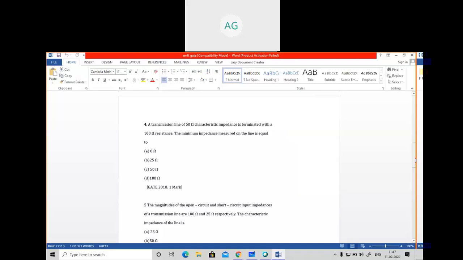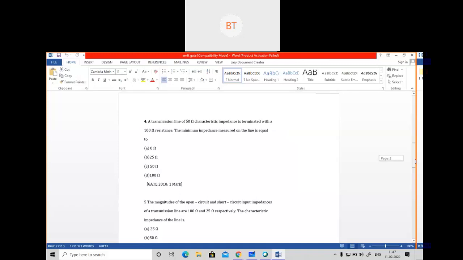Does anybody else have any problem with this question? We dealt with this problem in the class. Actually I was not remembering, so by mistake I put it here. Yes, Pratibha, 25 ohm is the correct answer. So I think we will deal with the other problem.